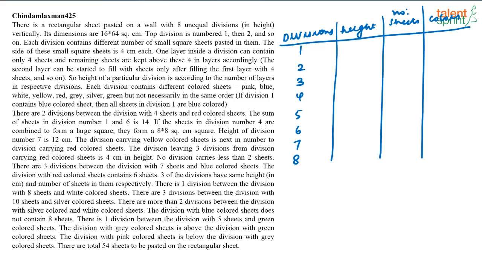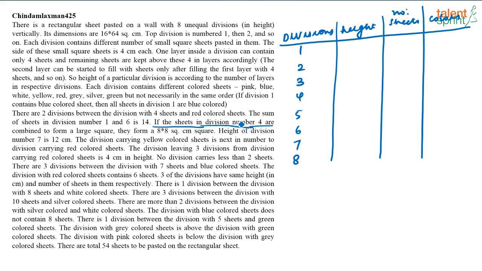Now let us look at this. There are 2 divisions between the division with 4 sheets and the red colored sheet. So again, I can't use this as the starting point. The sum of the sheets in division number 1 and 6 is 14. If the sheets in division number 4 are combined to form a larger square, they form an 8 by 8 square centimeter square. So maybe let's try to start here.